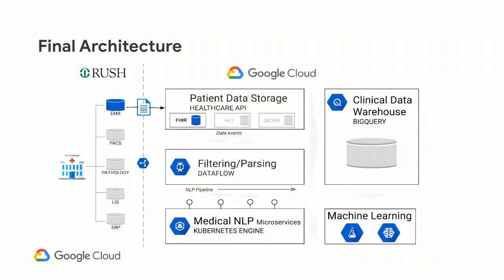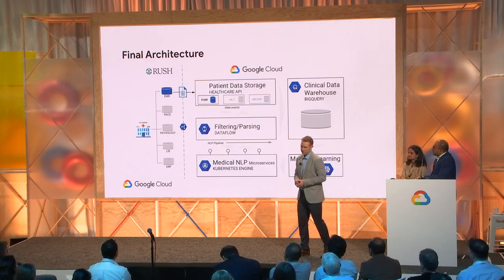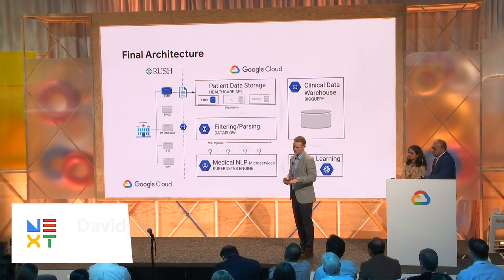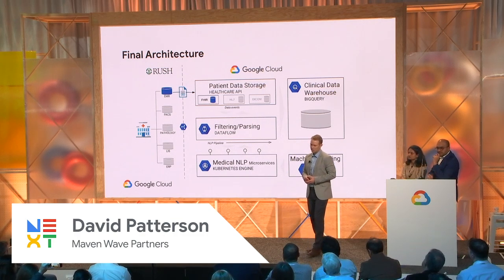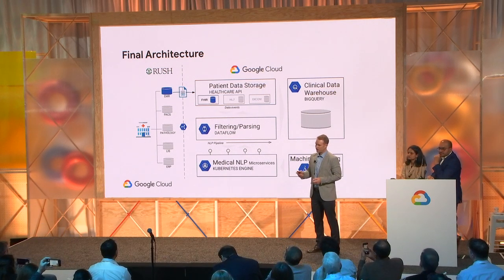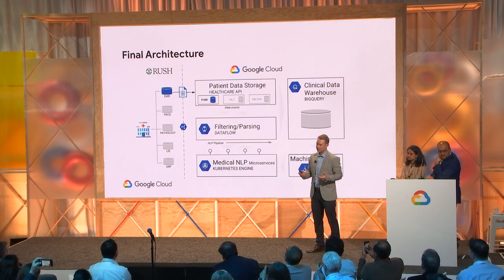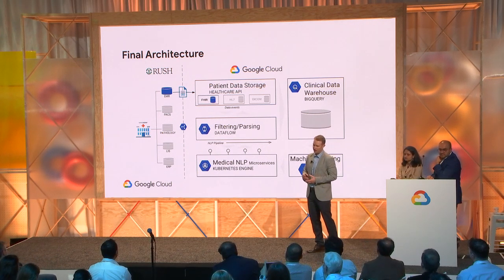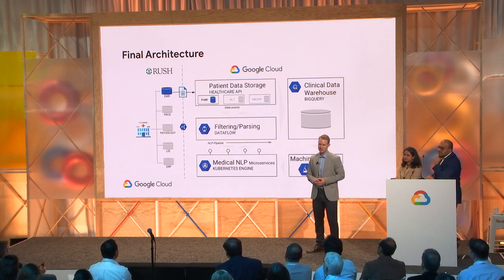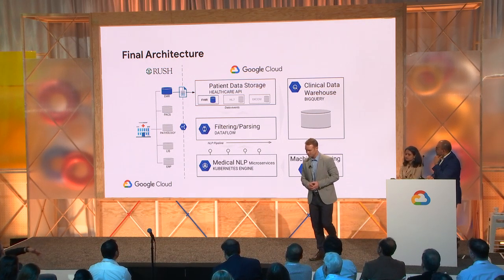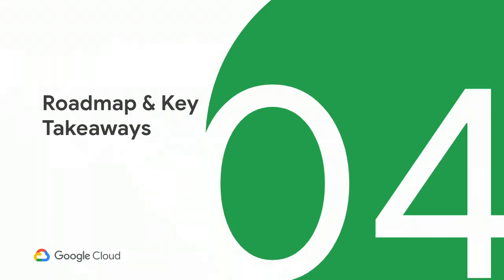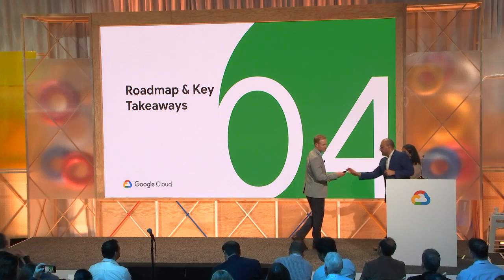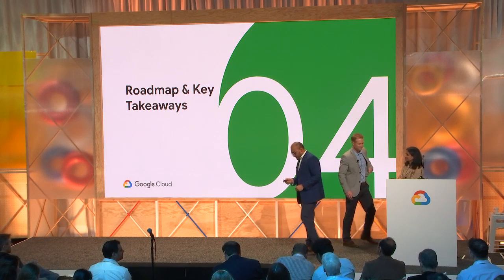Here's a different view of the same architecture. We can see EMR, some of the future data sources at Rush, patient data storage in FHIR, filtering and parsing in data flow. We've got a medical NLP on Kubernetes Engine, finally moving that into a clinical data warehouse on BigQuery. All right, I think I'm going to hand it back over to Jawad for some takeaways and roadmap items.